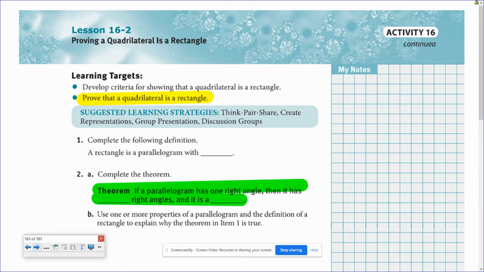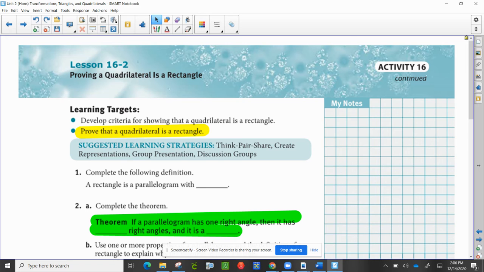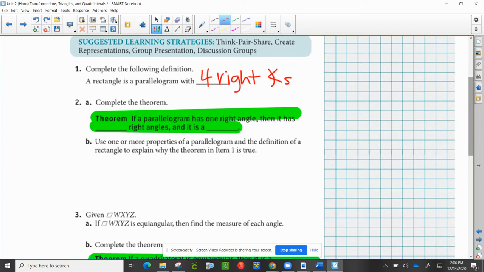Okay, so if we know about rectangles from previous lessons, a rectangle is a parallelogram that just has what specific feature? Well, if it's a rectangle, that means it has four right angles. So our first theorem for proving something to be a rectangle is if a parallelogram has one right angle, then it has four right angles, and then it is a rectangle.